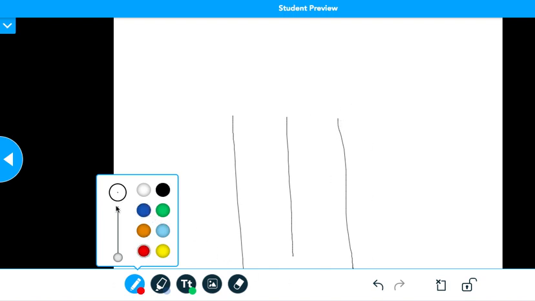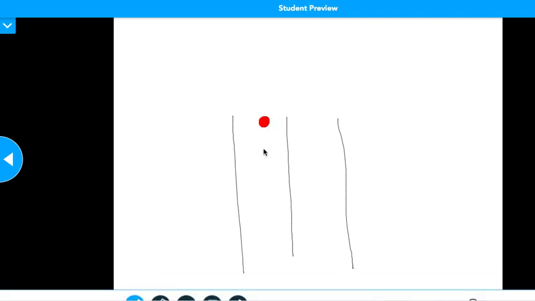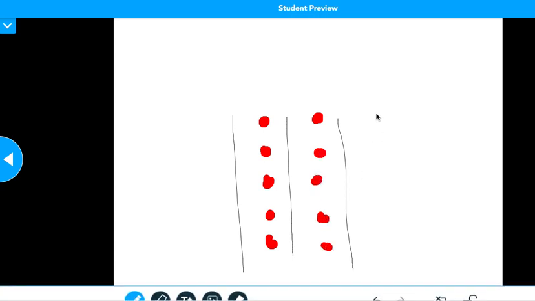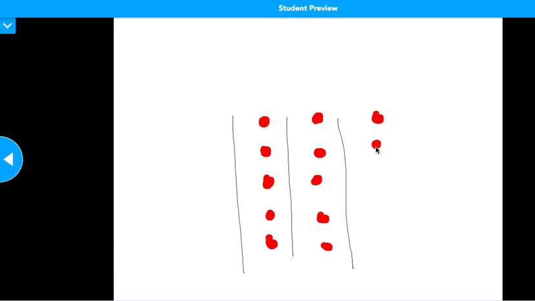I'll do red this time. Make it really big. And it said 5. So 1, 2, 3, 4, 5. 1, 2, 3, 4, 5. 1, 2, 3, 4, 5.